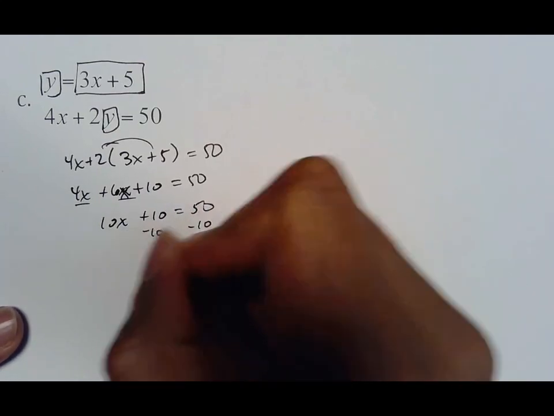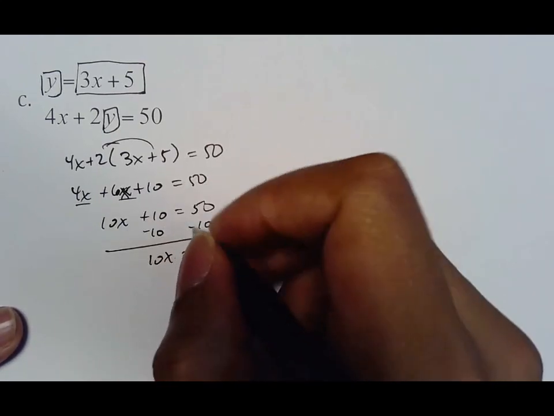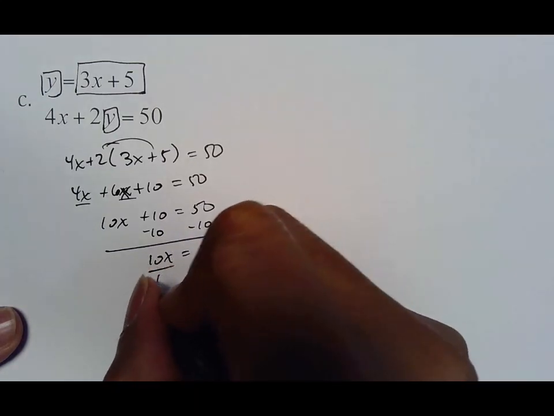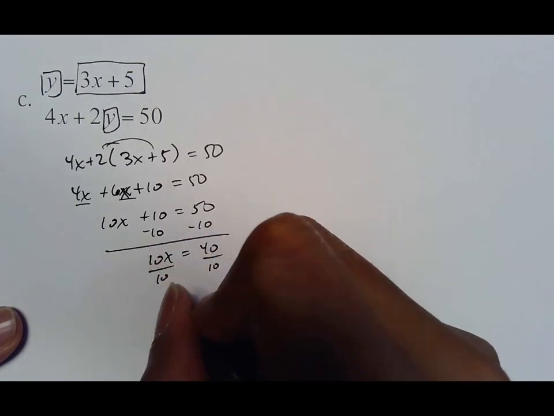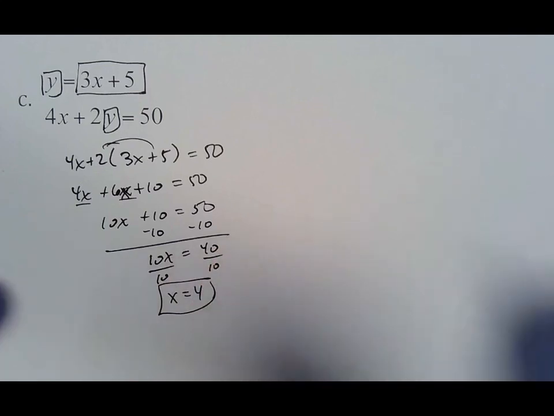Subtract 10. 10x equals 40. Divide by 10, divide by 10, and x equals 4. This is getting boring. I like at least different numbers whenever I solve stuff.